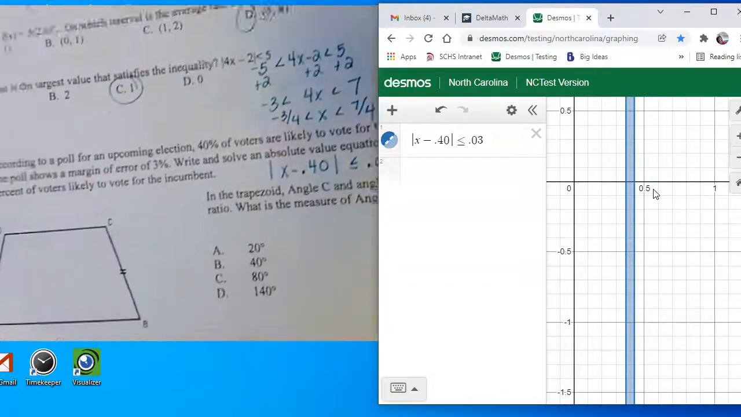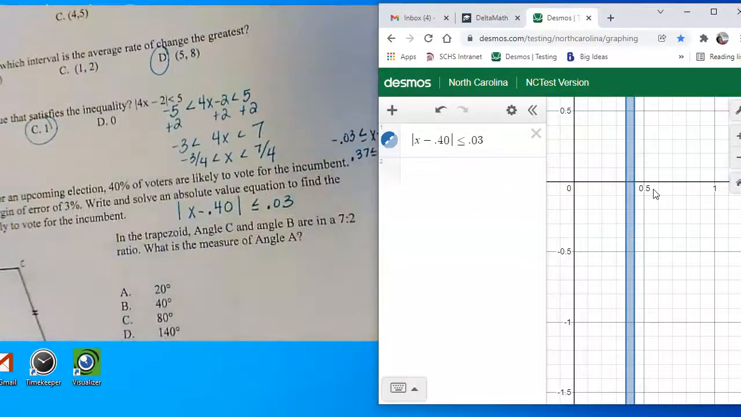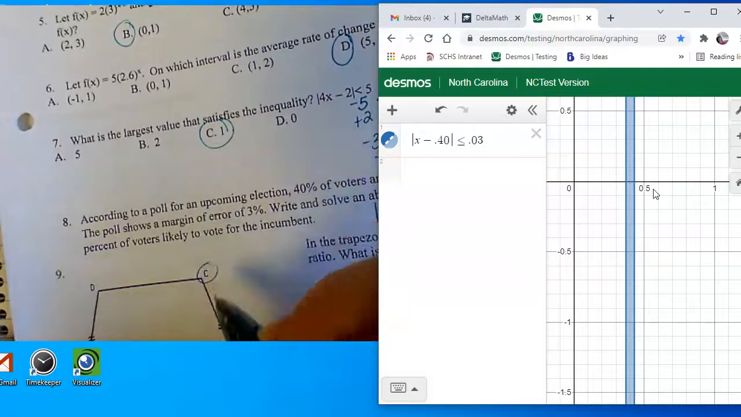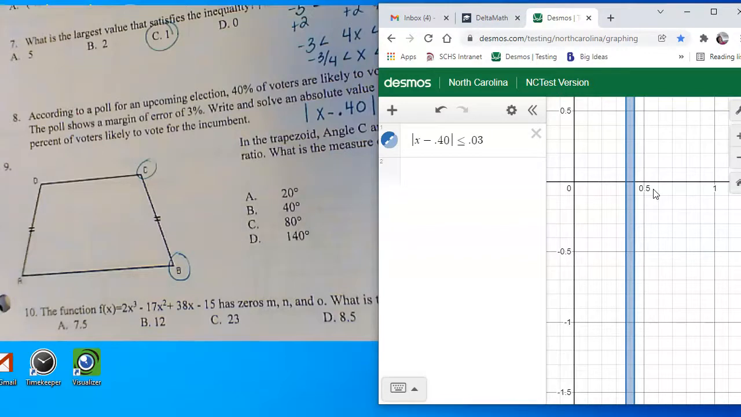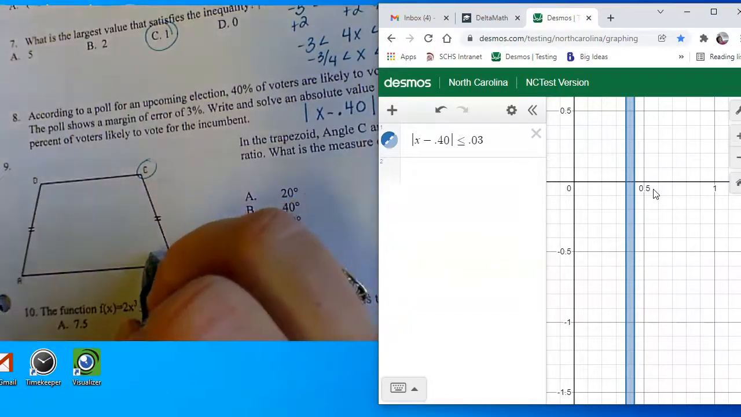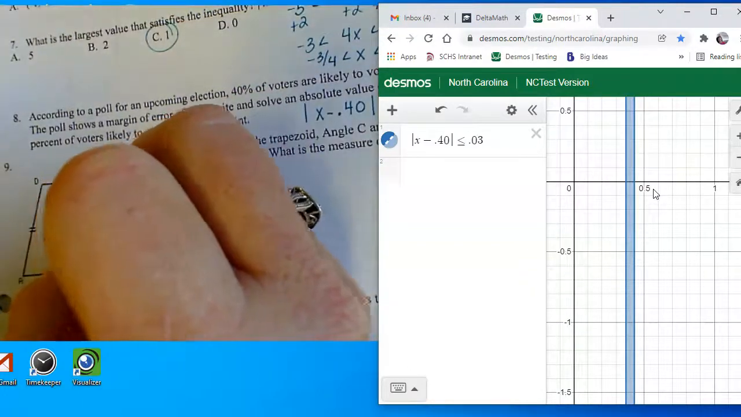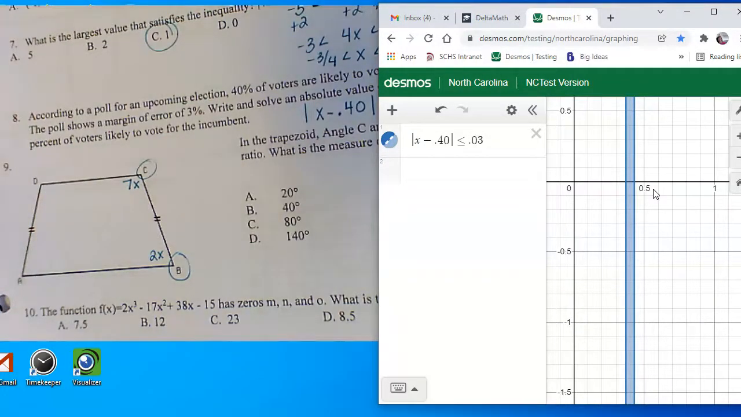Okay, number 9, down to some geometry. In the trapezoid, angles C and B are in a 7 to 2 ratio. What is the measure of angle A? Alright, so it's saying that C and B are in a 7 to 2 ratio. So what that tells me is that whatever A is, when I multiply it by 2, and then I can take whatever it is also and multiply by 7 to get C. It's telling me that B is 2x and C is 7x. That's what that's telling me when it tells me it's in a ratio of 7 to 2.